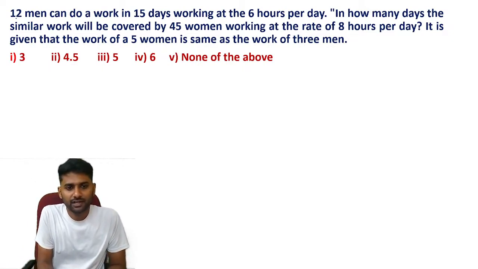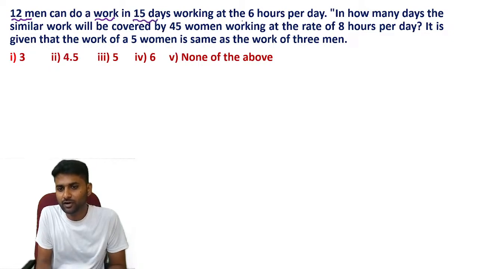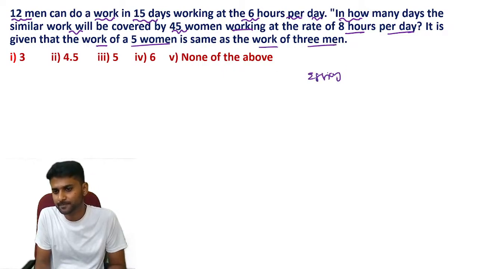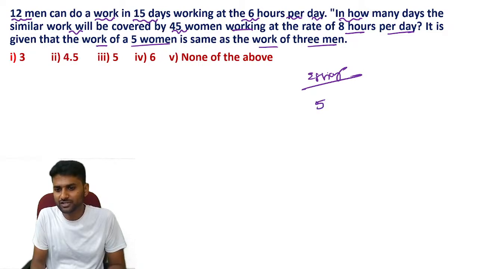Now see this question. 12 men can do a work in 15 days, working at 6 hours per day. In how many days will the similar work be completed by 45 women working at 8 hours per day? It is given that the work of 5 women is the same as the work of 3 men. Here they are talking about efficiency. Going through the information, 5 women's efficiency is equal to 3 men, so women by men efficiency is 3 is to 5.